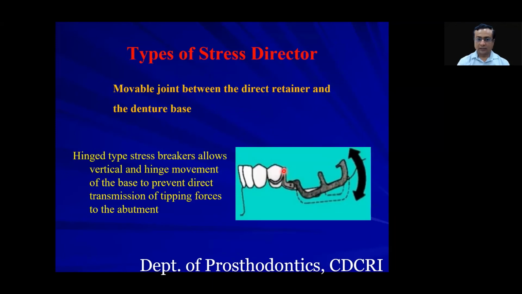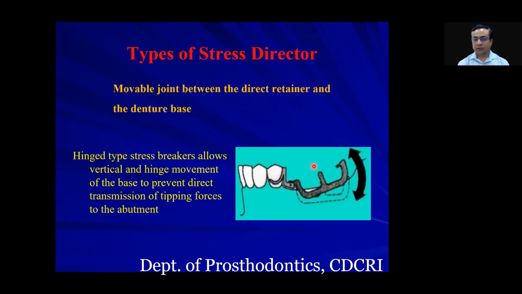So this is the illustration of a type 1 stress director. This is the denture base and this is the direct retainer. Between the denture base and the direct retainer, there is a movable joint. So the denture base moves independent of the direct retainer. Whenever the occlusal forces are acting on the artificial teeth, the denture base moves down without affecting the direct retainer and ultimately the abutment tooth. In this way, the abutment tooth is saved.